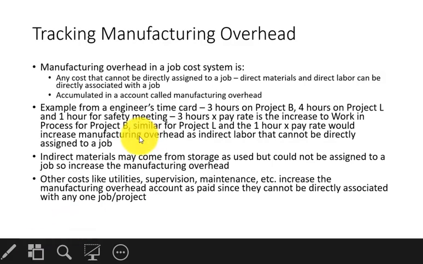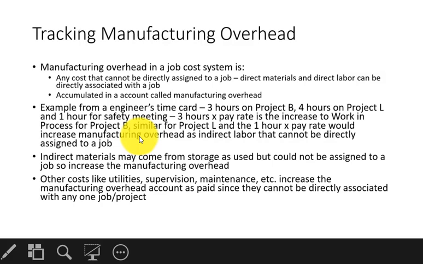So, an example of how this plays out. You've got an engineer's time card. They work 3 hours on project B, so they put that down on their time card electronically. 4 hours on project L, and 1 hour for a safety meeting that everybody has to go to, but doesn't have any relationship to any specific job. So his pay for the 3 hours goes into work in process for project B. Same thing happens for project L, but for 4 hours. And the 1 hour would go into manufacturing overhead. That's indirect labor. It is not specifically assigned to the job. So that goes in manufacturing overhead.